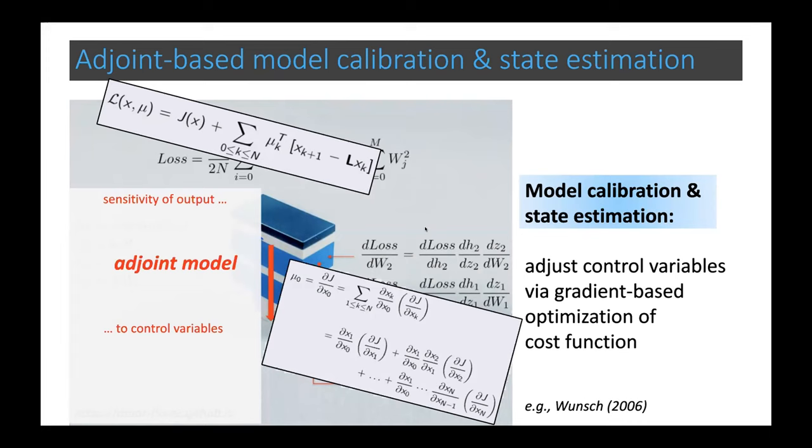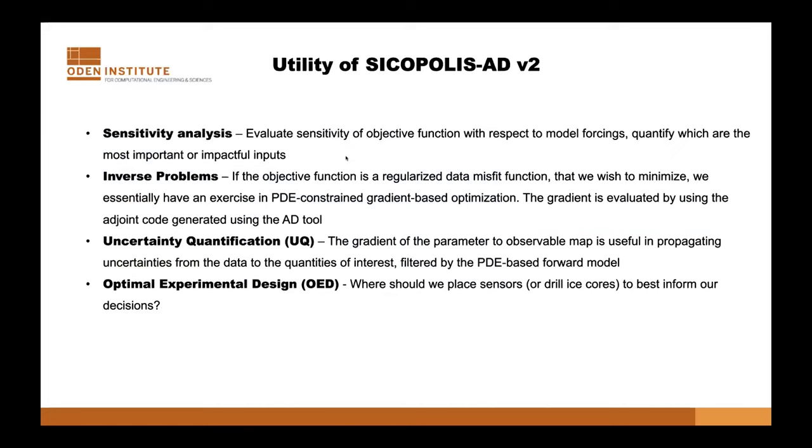And so this has multiple uses. For example, you could use the gradient for sensitivity analysis to evaluate the sensitivity of objective functions to model forcings, and quantify which are the most impactful inputs that you should be focusing your model calibration efforts on. You could solve inverse problems with this. For example, if the objective function is some kind of regularized data misfit function, we could try to minimize this data misfit by having a PDE-constrained inverse problem where we calibrate our model parameters so that this data misfit is reduced. And the gradient is of course evaluated again by using the adjoint code that is generated by the AD tool Tapenade.